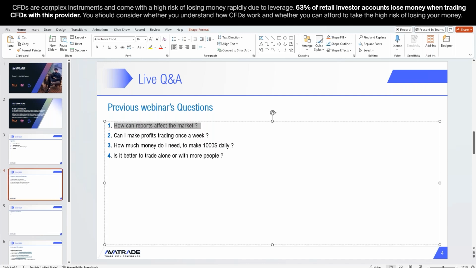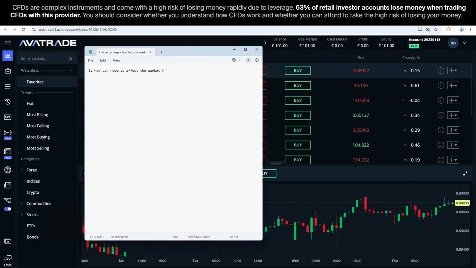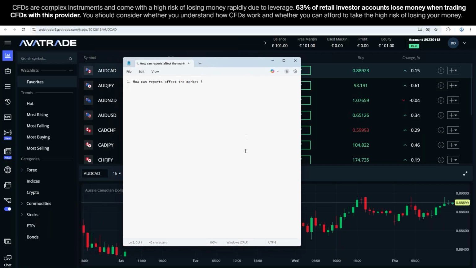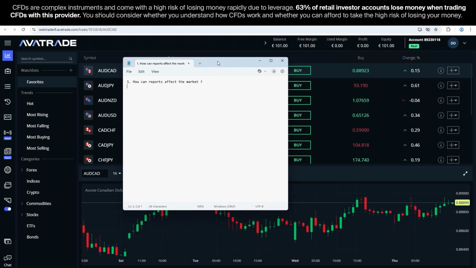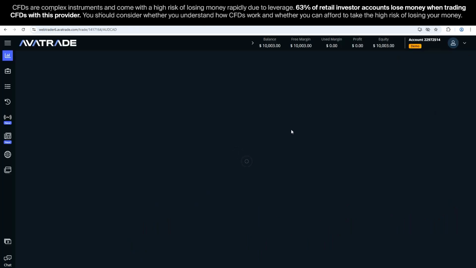Okay, so we're going to take the question here. We're going to open a notepad for us to jot down the notes, and we will be using the web trader, which is embedded in the website. And to enjoy the web trader, this is the platform. To do this, what you need to do is just to log in with your email and password.